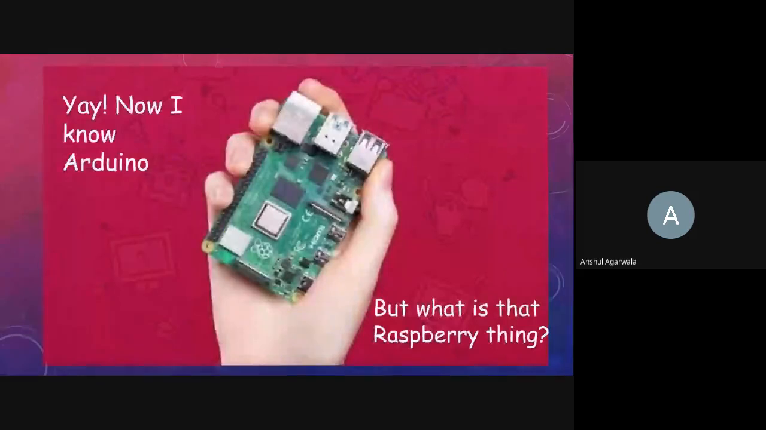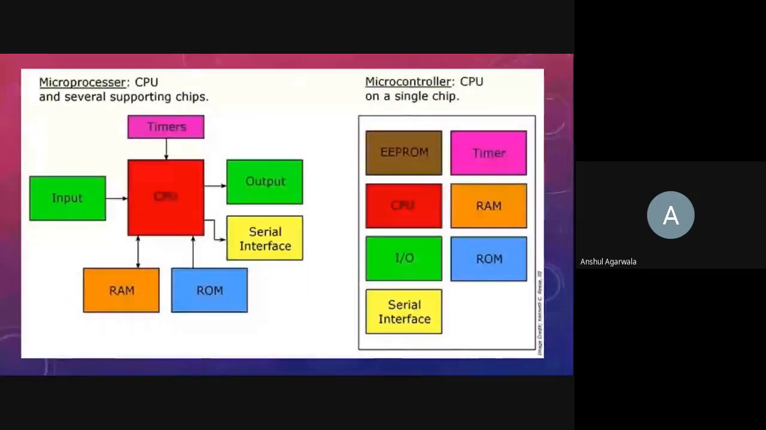Okay, so now you have a brief idea about Arduino, right? But then what is that Raspberry thing which your friend was talking about? Raspberry Pi is a single board computer, a microprocessor to be precise. It is slightly different from our friendly microcontroller. Microprocessors like Raspberry Pi consist only of a central processing unit, whereas a microcontroller like Arduino contains the CPU, memory, and the all-important GPIO pins, all integrated into a single circuit.